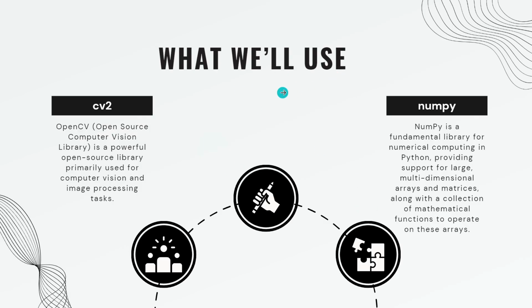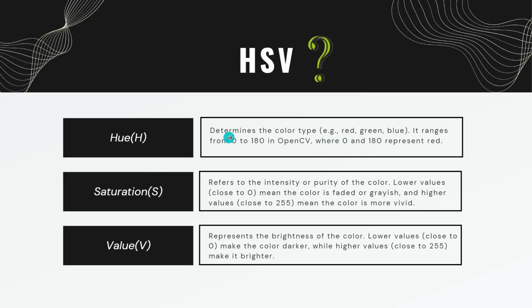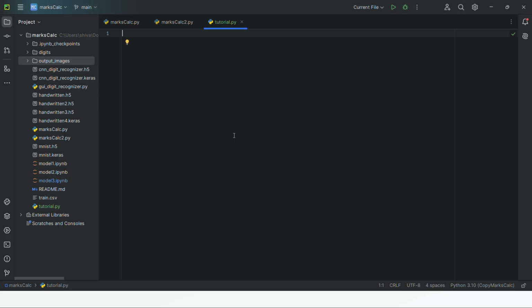What we'll use: we'll be using two libraries in Python, commonly used for image detection and the handling of arrays. The first library is OpenCV, the open source computer vision library, which is a powerful library for image processing tasks. The other is NumPy, which we'll only be using for processing an array or generating an array value. So let's get to it.